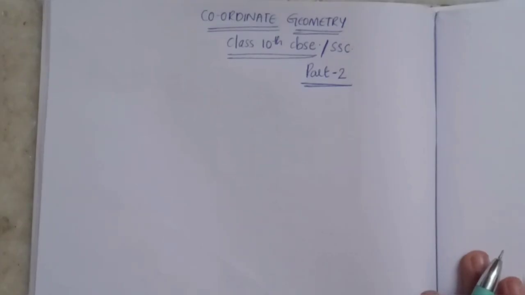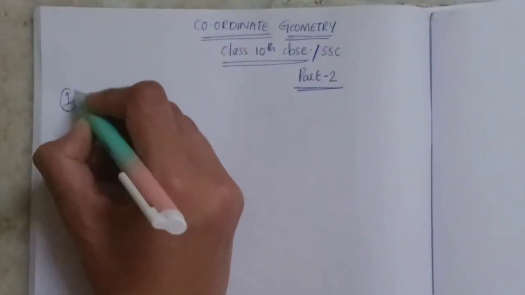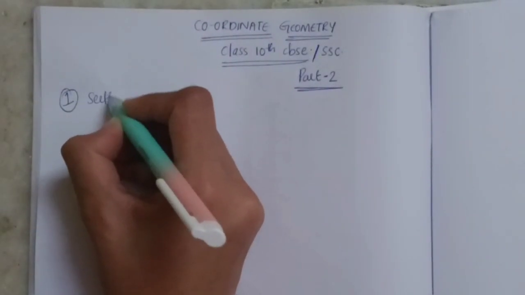Today's session is about coordinate geometry part 2. If you haven't watched part 1, I'll give the link in the description. Go and watch it. It's about the introduction and the distance formula in coordinate geometry. So now let us focus on part 2, which is about the section formula.